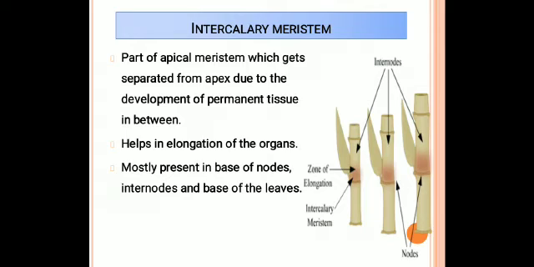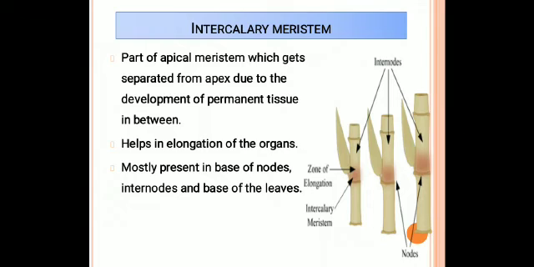What are nodes? Here you can see the straw-like structure; that is called the node. What is an internode? Here you can see in the picture, the gap from one node to another node is called the internode. So it is the node and the internode. The intercalary meristem helps in the elongation of the organs and is present mostly at the base of the nodes.